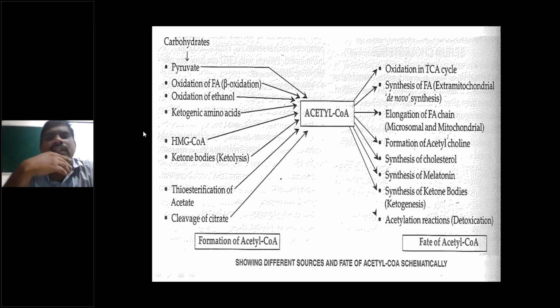As all of you know, acetyl CoA is formed from carbohydrate metabolism, carbohydrates to pyruvate, pyruvate to acetyl CoA, and also from oxidation of fatty acids, oxidation of ethanol, degradation of ketogenic amino acids, HMG CoA, ketolysis, thioesterification of acetate, and cleavage of citrate. The fate of this acetyl CoA is oxidation and synthesis of fatty acids. So this is the overall formation and fate of acetyl CoA.